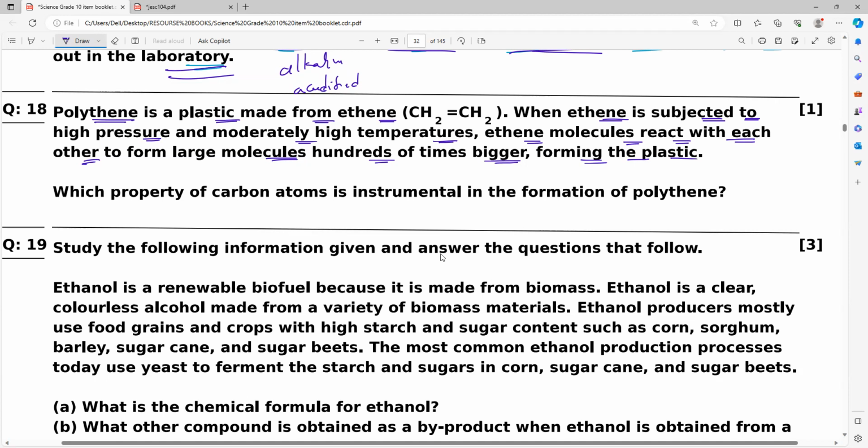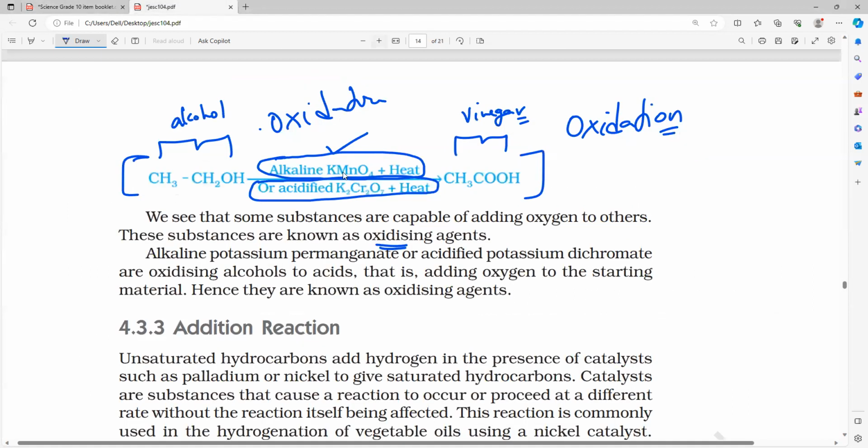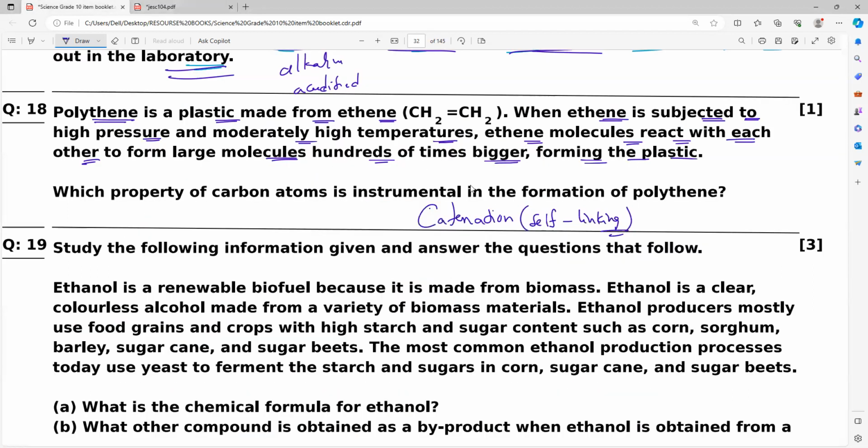Now, which property of carbon atoms is instrumental in the formation of polythene? Anybody? Attaching one after another. There is a name for it, the versatile nature of carbon. What is the chemical property name? Yes, catenation. We can also call it self-linking. Please write it. Even in the last offline class I told you. The same answer will be there. So catenation or self-linking.